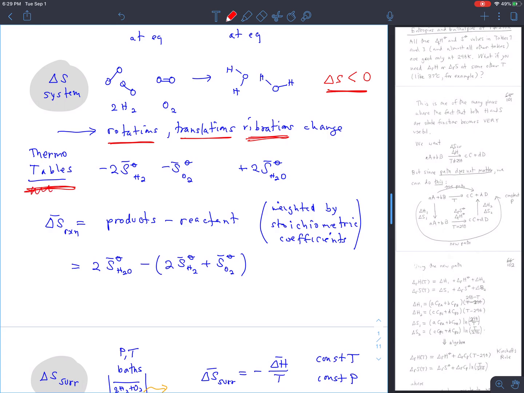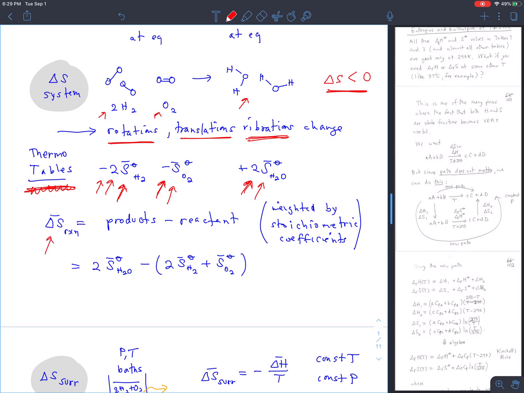From thermodynamic tables, we can get values of the entropies, the intrinsic entropies, for each of these molecules. These are entropies per mole, which means that since there's 2 moles of hydrogen here, we have to multiply by 2. And 1 mole of oxygen here, multiply by 1. 2 moles of water, so multiply by 2. Minus signs on the reactants, a plus sign on the products.